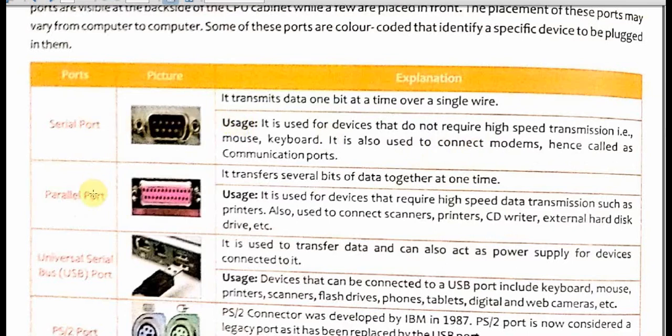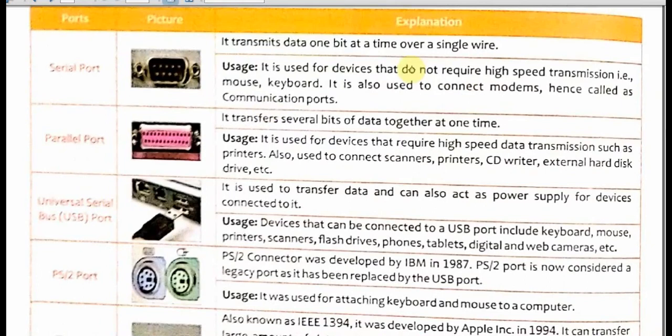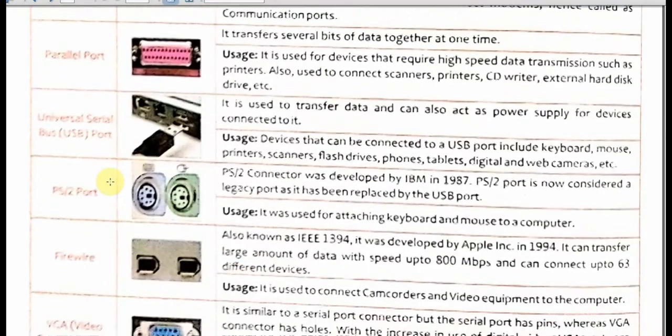Now next one is a parallel port. Parallel port is used for high speed data communication. It means where data transfer rate is very high. Third one is a USB port.